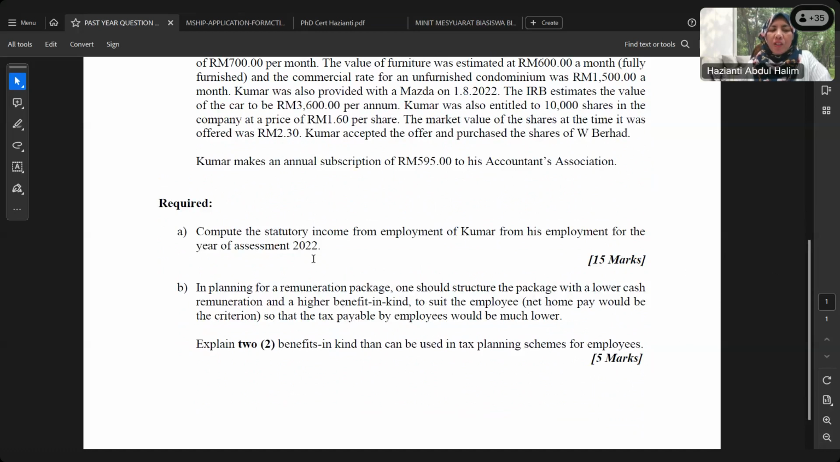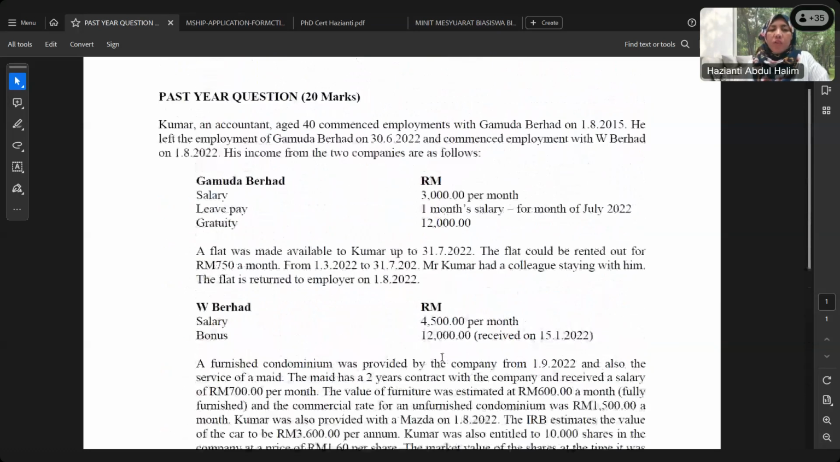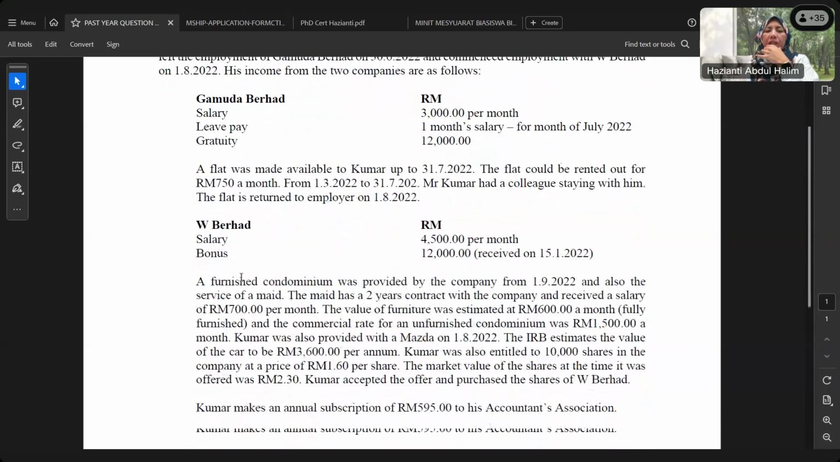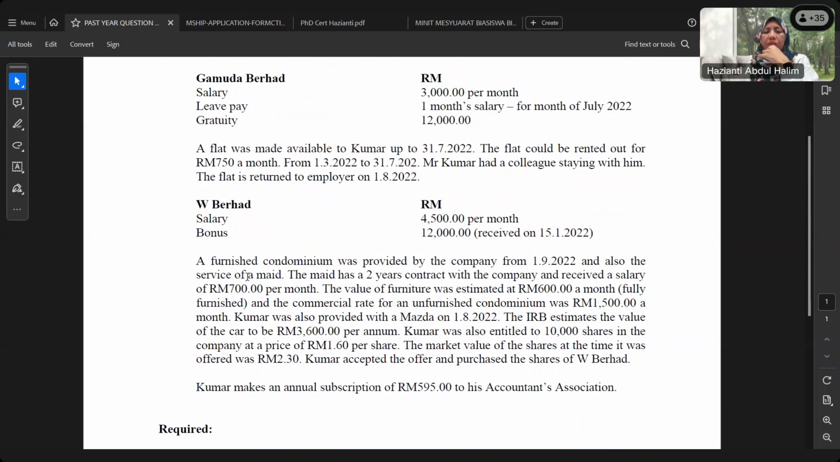So here you have to compute the statutory income. And part B, you have to explain 2 benefit in kind that can be used in tax planning scheme for employees. Ni just list down and explain lah 2 benefit in kind. So here we have Mr. Kumar here, dia employed by 2 companies. So in 1 year dia ada 2 tempat, Muda Berhad as well as W Berhad. So this is the question.